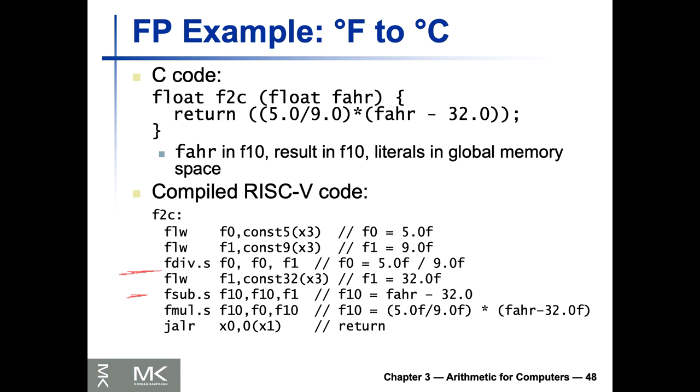32, 9, and 5. Sure. For the JALR, where does it return the value to? It's part of a bigger routine. It just mentions that we're returning. So when we name the constants, it will always get X3, right? Yeah, because in this case we only needed 3 of those. When you compile this code, in this specific case, the compiler decided to put all of them in X3, but at different addresses in X3, right?